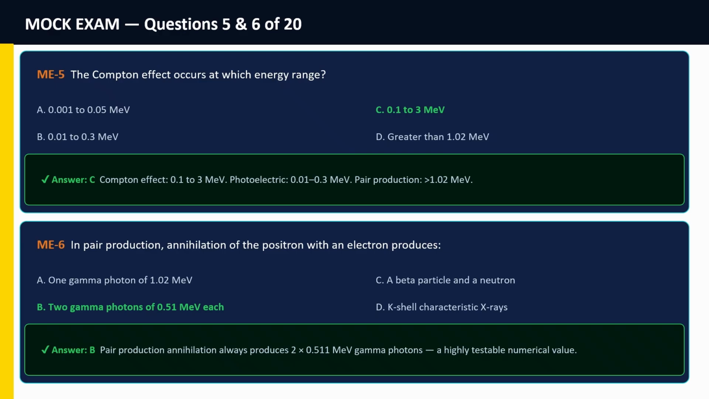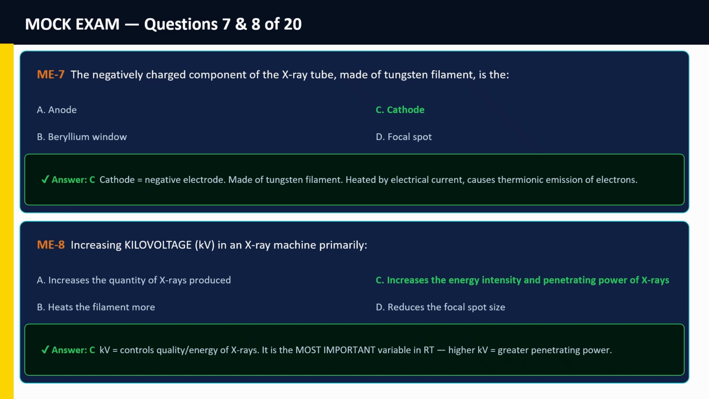If you know those three signatures, many radiation physics questions become straightforward. Question 7 moves to the X-ray tube. The cathode is the negative electrode, and it contains the filament responsible for thermionic electron emission. This is fundamental. If you see negative electrode, filament, or electron source, think cathode.